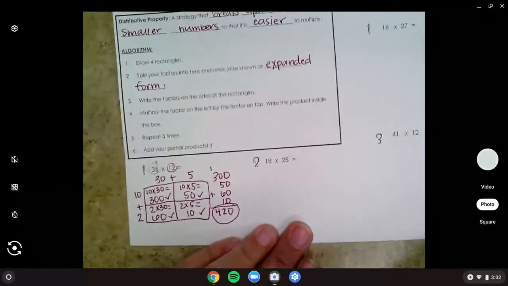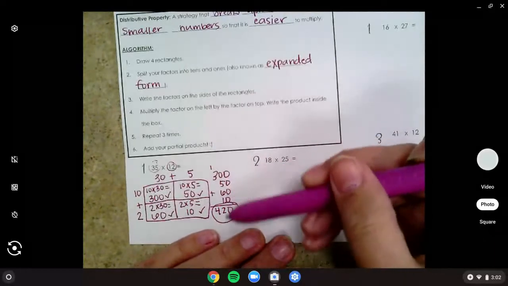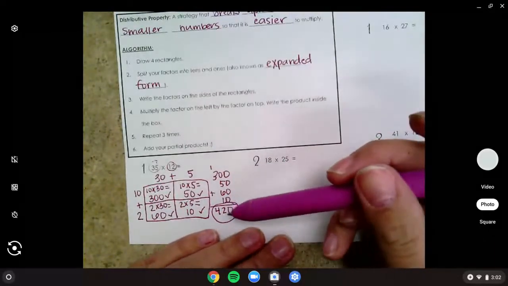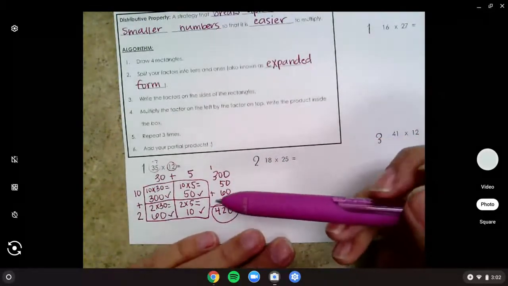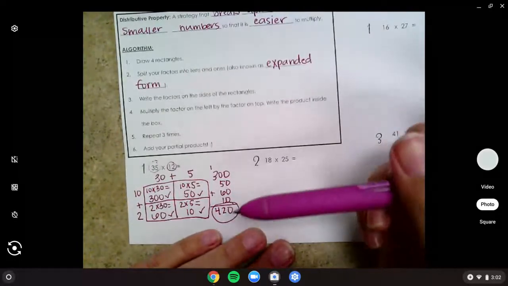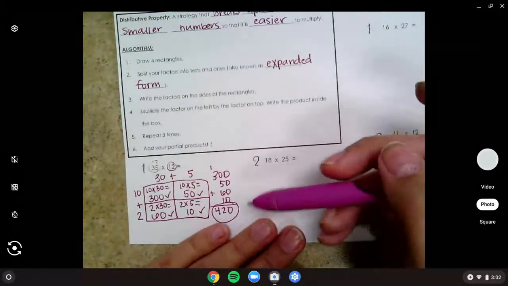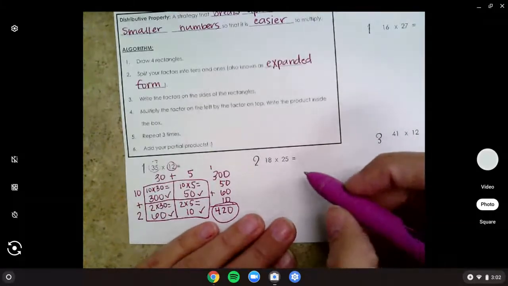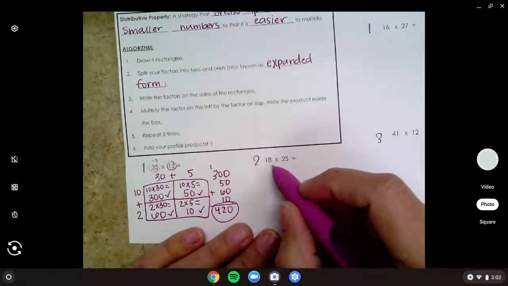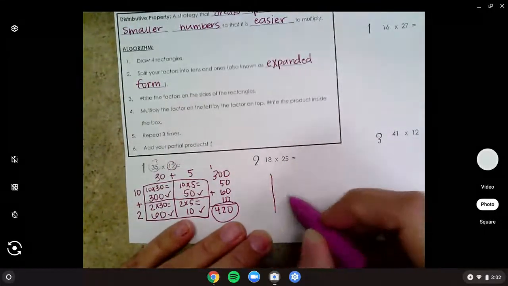Whoa, sorry. The biggest thing is making sure you write out your work and take your time in your addition. Don't make silly math mistakes. None of that fancy mental math. Write down your answers so you don't get lost. All right, let's try one more together. Okay, so 18 times 25. Start with my rectangle.